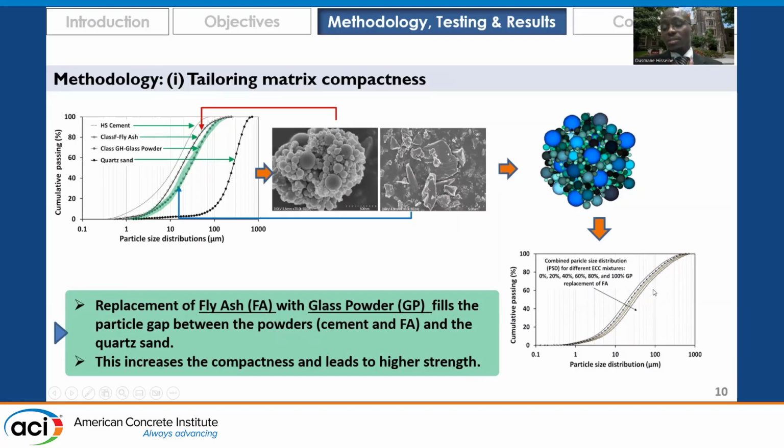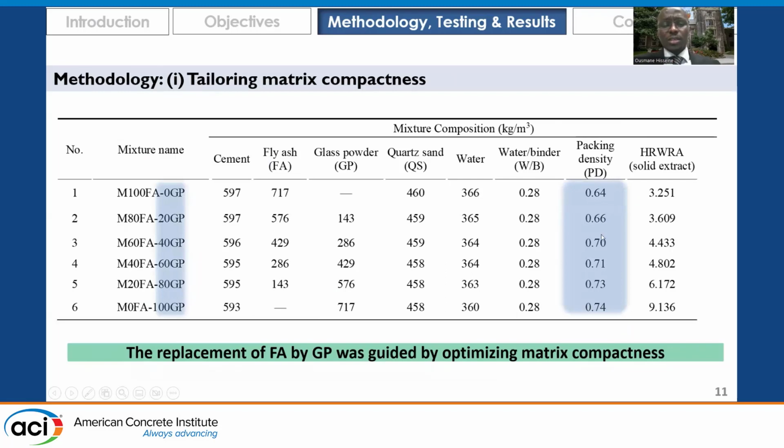compactness. That's reflected by this much wider and much more graduated particle size distribution. So a well-graded particle size distribution, better gradation, was obtained by this replacement, and this led to higher compactness, as you can see in this slide.